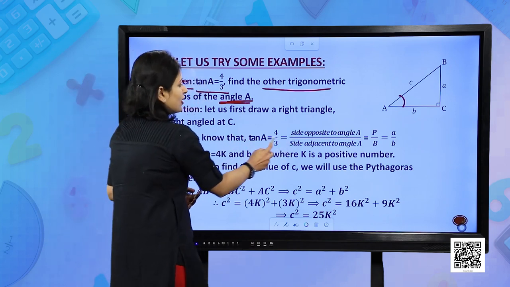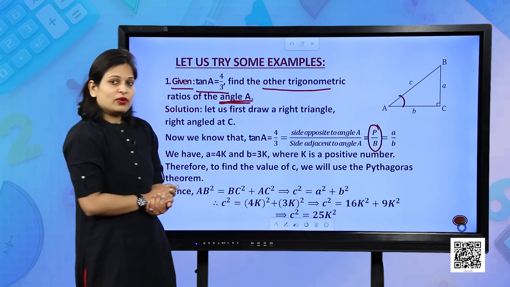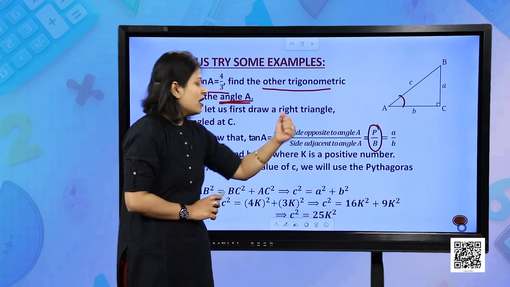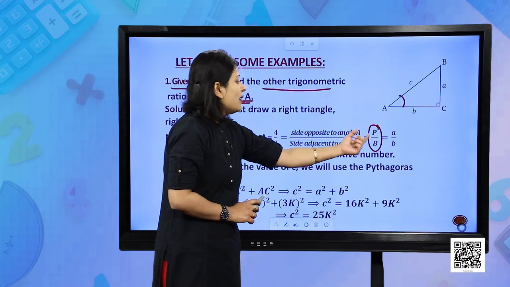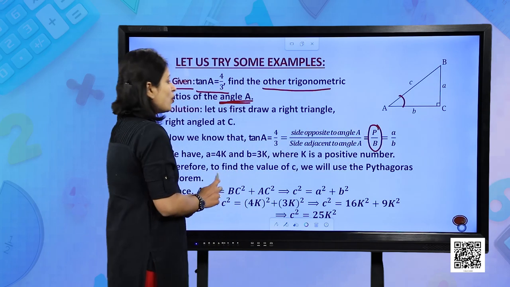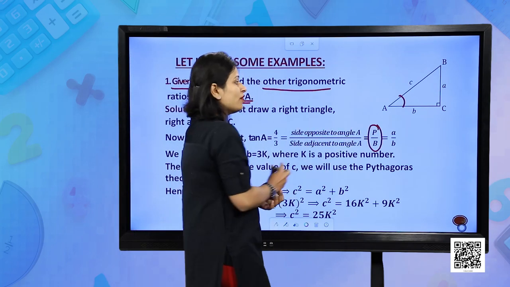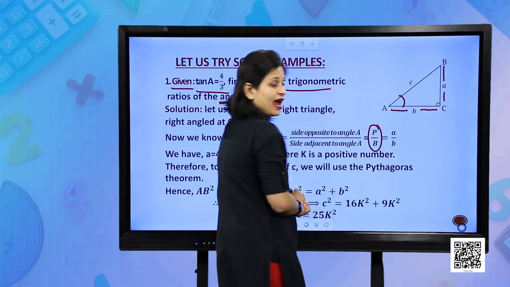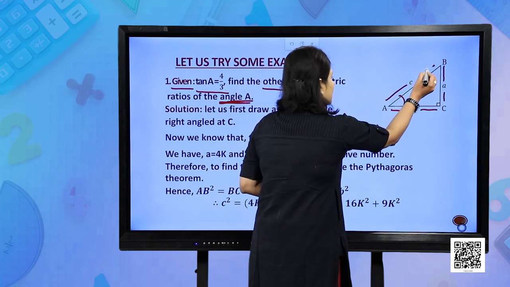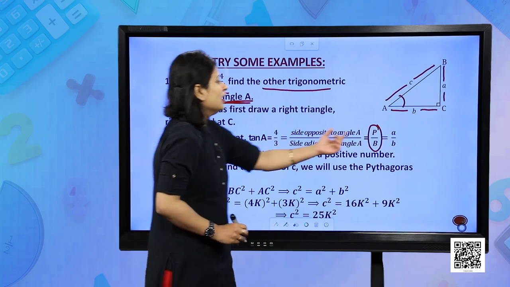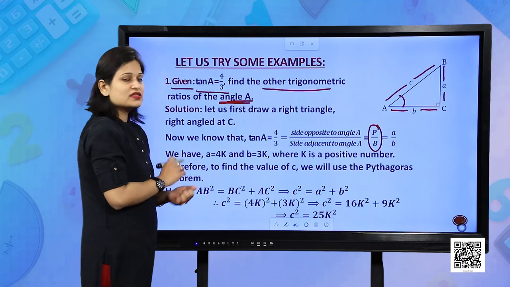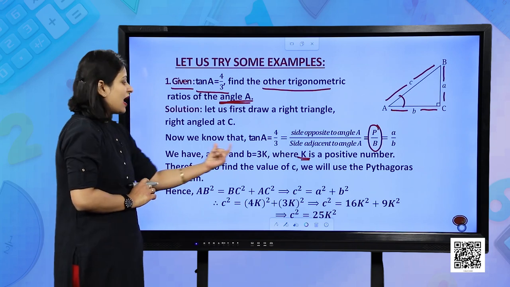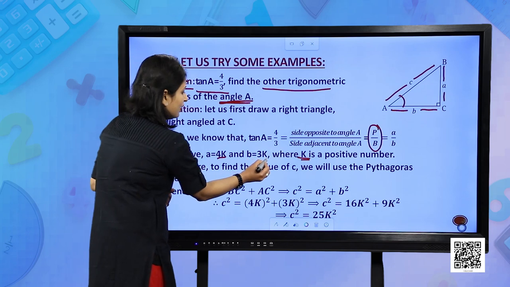Now 4 means, since it is perpendicular upon base, according to the definition of the tangent function, tan A is perpendicular upon base. Perpendicular means the side opposite to angle A. Base means the side adjacent to angle A. So I have considered the length of side AC as b, the length of side BC as a, and the length of side AB as c. So tan A will become a by b. Now I have to consider a positive number k. So I will get the values of a and b as 4k and 3k.